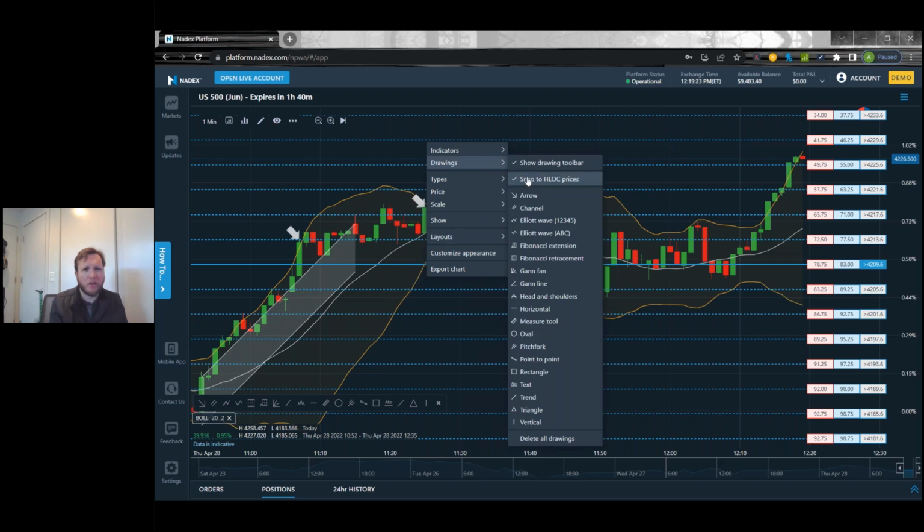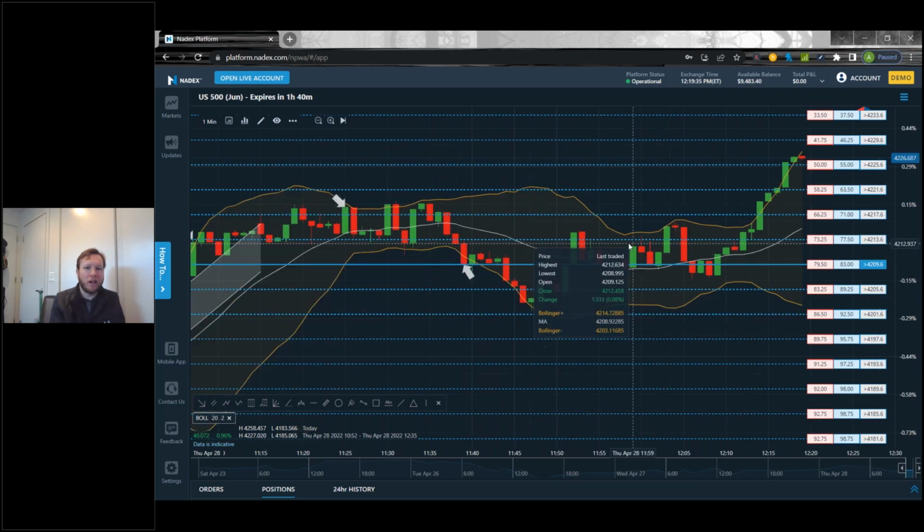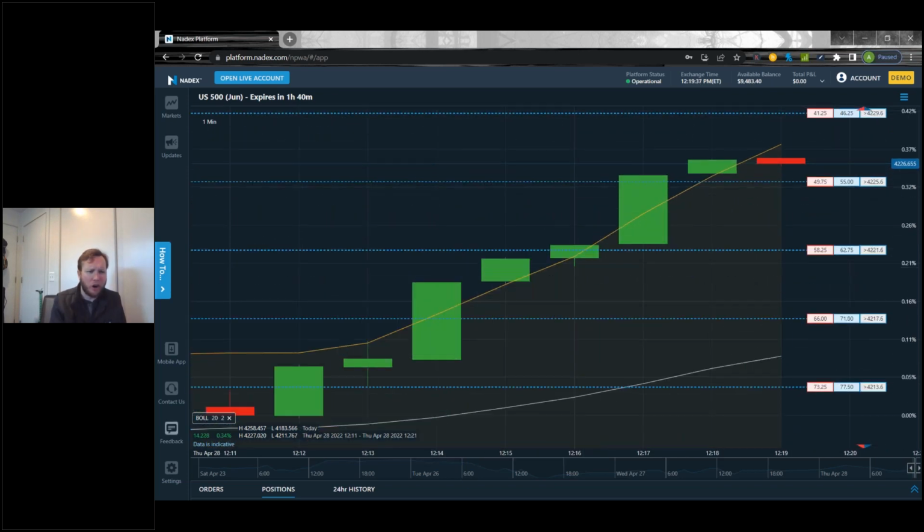The one other thing that I do want to go over really quickly is this little bit of functionality here. It's probably not something that you'll toggle very often, but I do want to mention it just because it is there. It's called Snap to HLOC prices. Right now you'll see that it's toggled on. So if I zoom in and select the arrow and go over my chart here, you'll see it's snapping to these top points.